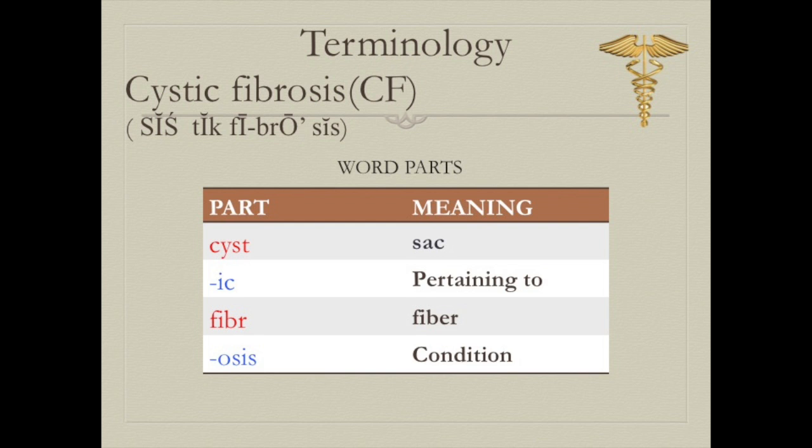Let's begin with the terminology. The term is pronounced as cystic fibrosis. Looking at the chart for word parts and meanings, cyst means sac, ic means pertaining to, fibr means fiber, and osis means condition.